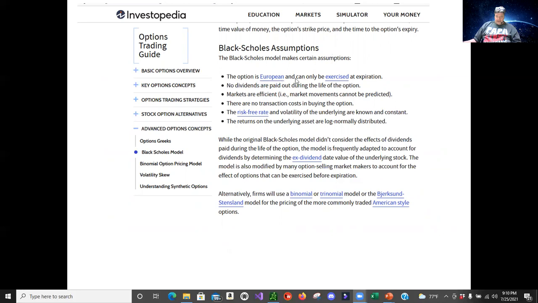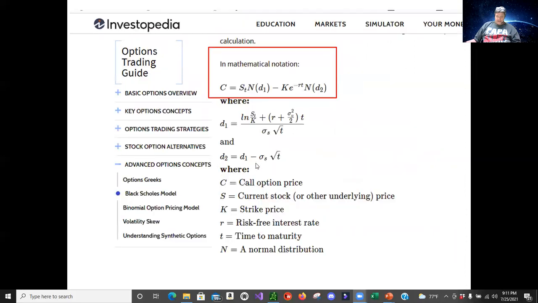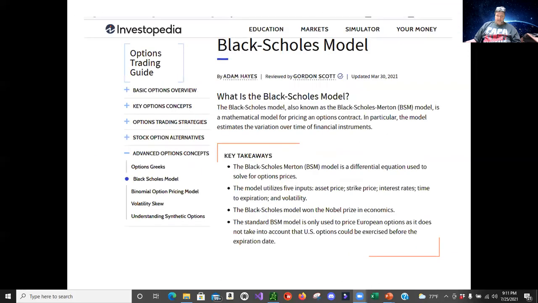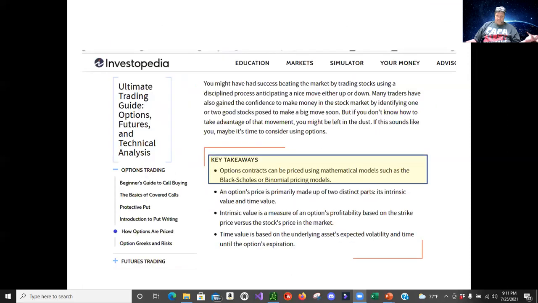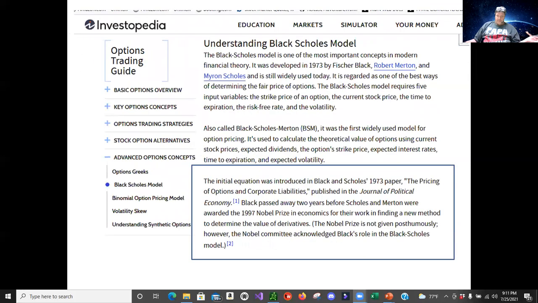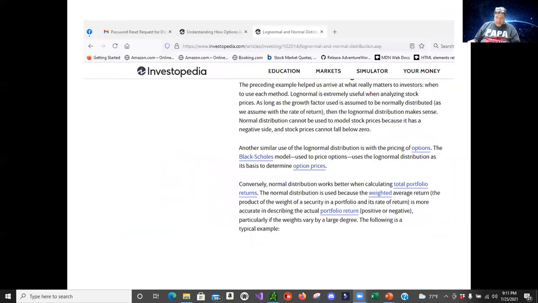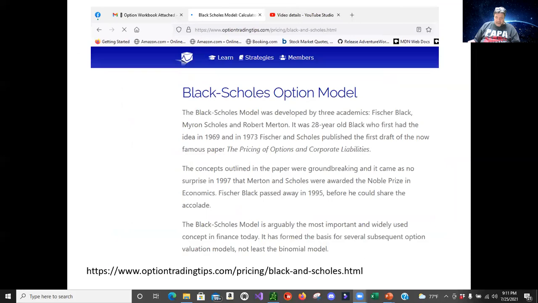The option is European, and no dividends are paid out. These are assumptions that they look at for the equation.